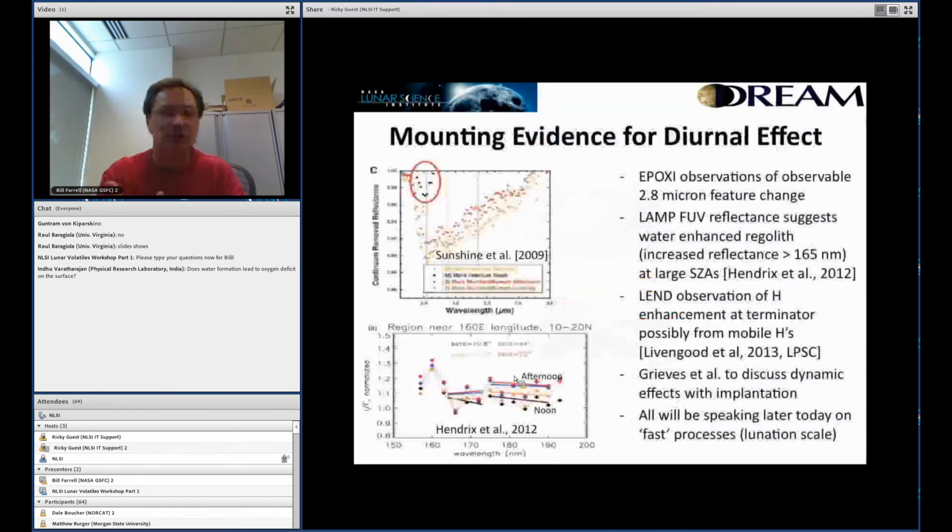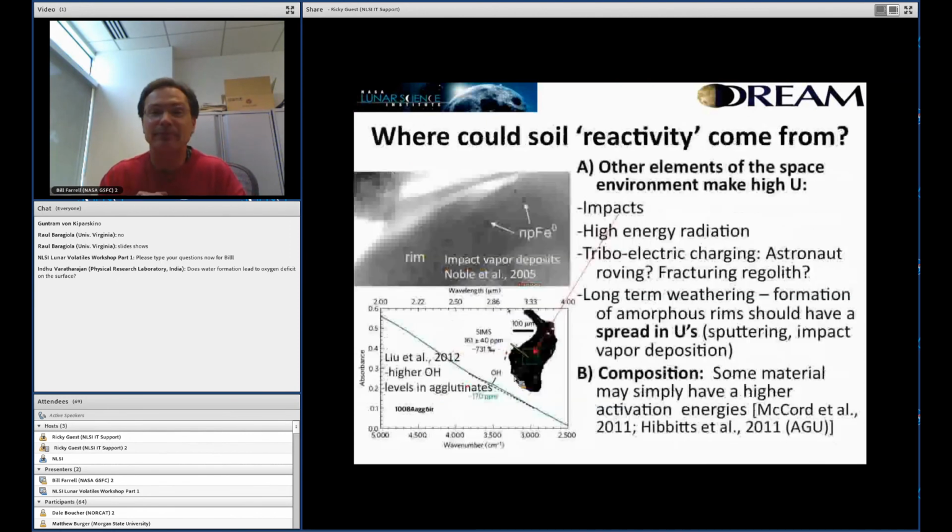Okay, so there's mounting evidence for a diurnal effect, like what Dana has been talking about. Of course, there's Jessica Sunshine's paper where you actually saw the IR signature decrease at noontime compared to larger solar zenith angles. But this afternoon, Amanda Hendricks, Tim Livingood and Greg Greaves are all going to talk about both observations and processes that all work on relatively fast time scales, less than the lunation time scale. I won't say a whole lot about it here since I'm running out of time. Next slide.